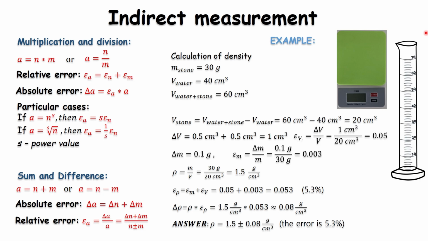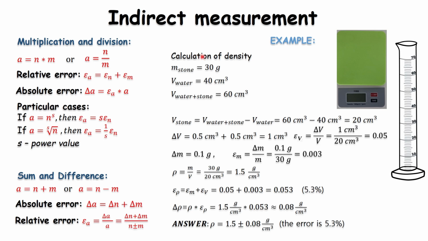For example, let's calculate the density of a stone or small stones. For that, we are going to use two tools. One is the electronic scales, and the second is a graduated cylinder.